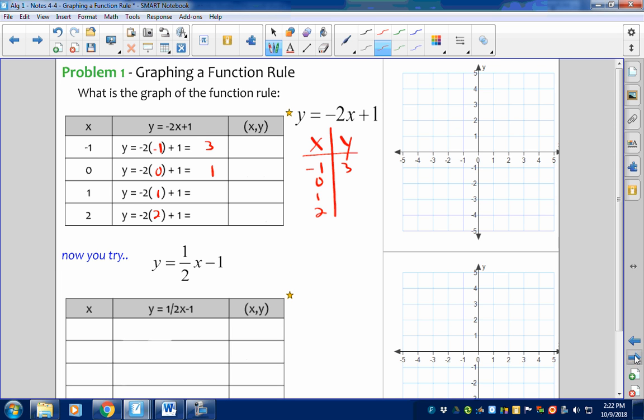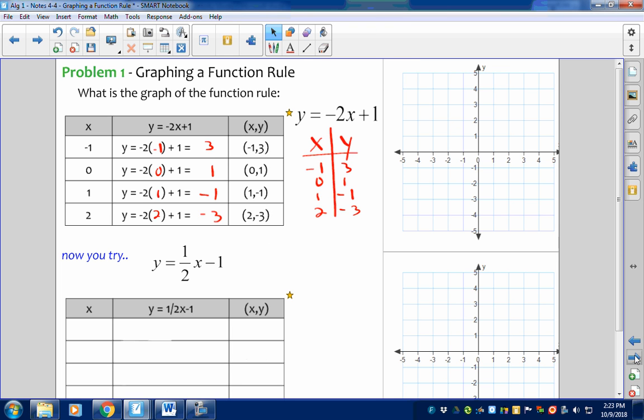Now that we know this is linear, we start to see a pattern here. Negative 2 plus 1 is negative 1. And then here, what's the next one in the pattern? That's 6. It's going down by 2 each time. Negative 3.